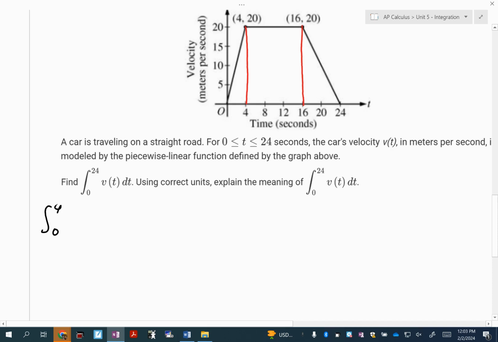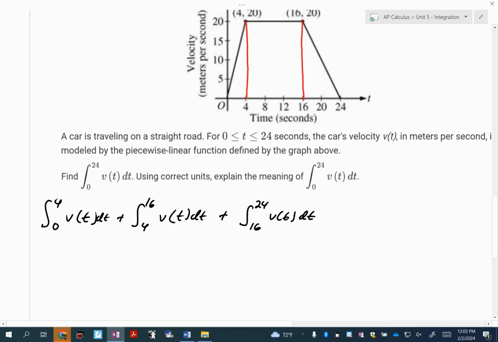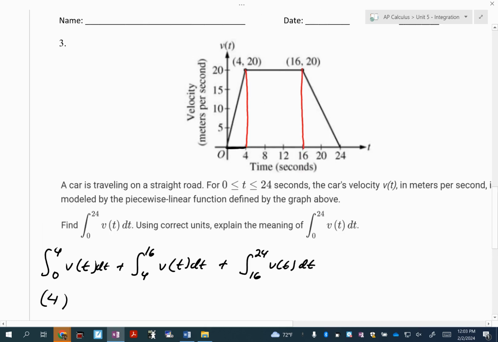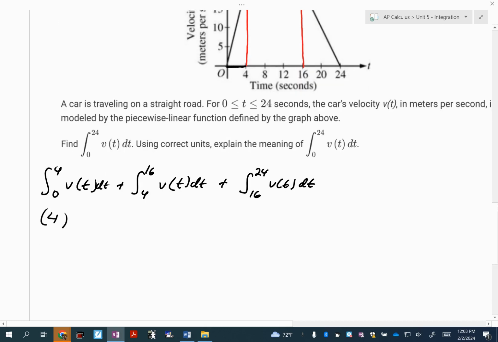So 0 to 4 is going to be my first one, plus 4 to 16, let's use the correct notation here. Plus 4 to 16. And then my last triangle is 16 to 24. So I'm really going to find three values here. My first one is going to be 4, that base is 4. The height is 20. And then don't forget to divide that by 2 or multiply by half.